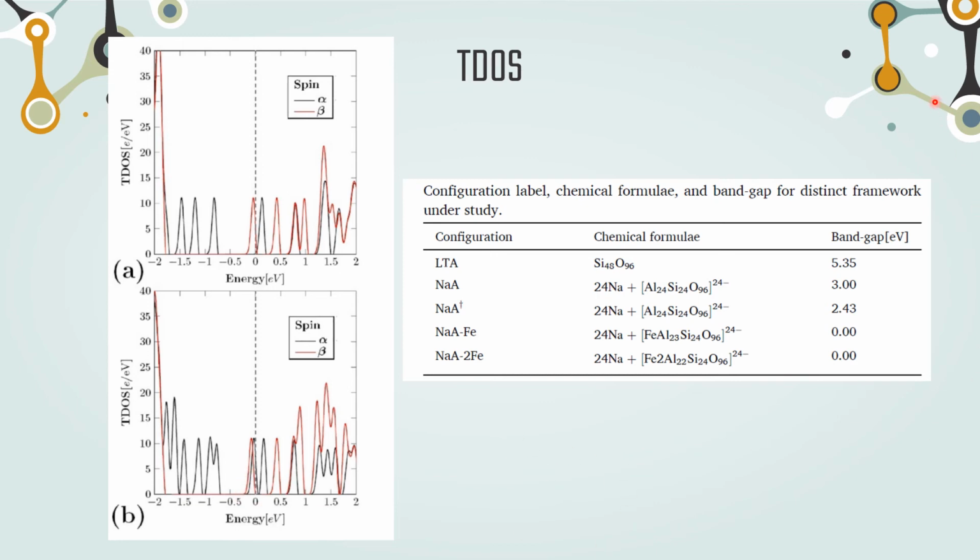This table shows the different band gap values for the different configurations under study. In particular, it is observed that the band gap for the non-Lowenstein configuration is lower than for the Lowenstein configuration.